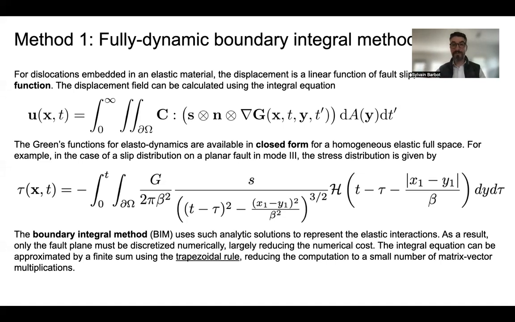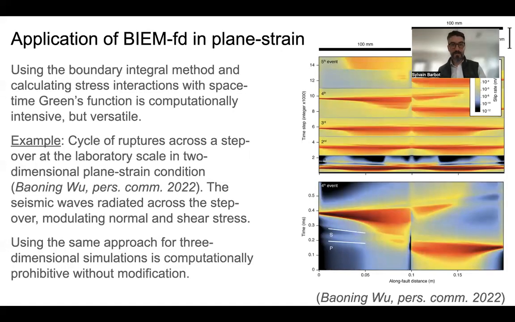So the method is computationally intensive, but it is quite versatile, right? An example of this was provided by Baoning Wu, and it is the calculation of seismic cycles on faults that are separated by a step over. The radiation of seismic waves from one fault segment that is currently rupturing modulates the shear and normal stresses on the subsequent fault that delays and sometimes accelerates rupture on the next segment.